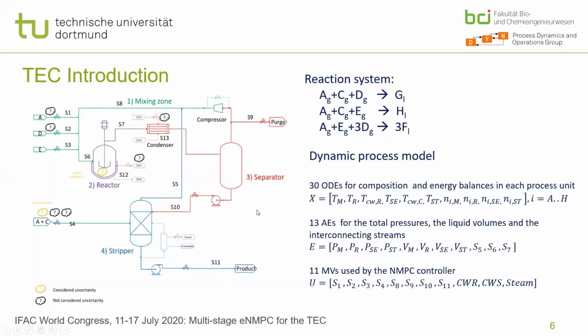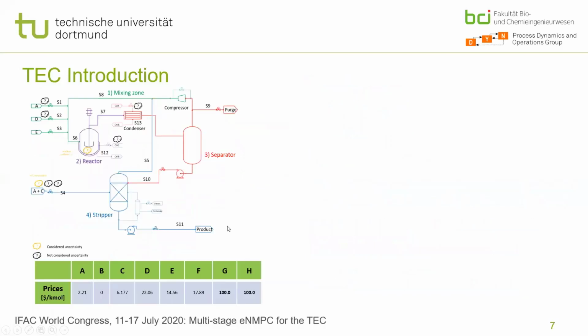There are also certain sources of uncertainty, which I will get to in a while. But first of all, let's mention the economics of the plant. We are basing our work on the proposal of Downs and Vogel, with the one exception being that for the products G and H, we have taken an educated guess and set the prices to $100 per kilomole, which is considerably higher than what they suggested. This is in order to be able to perform the economics optimizing problem as we do.